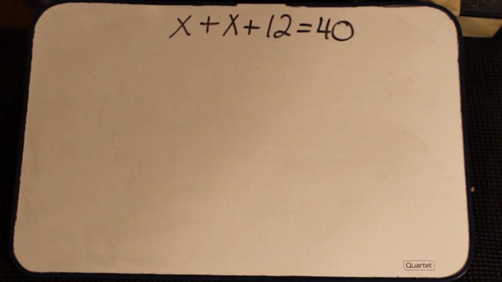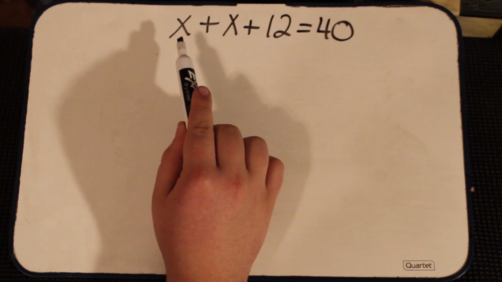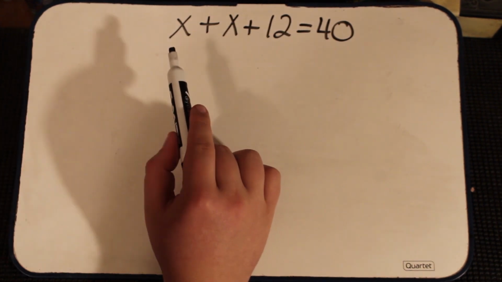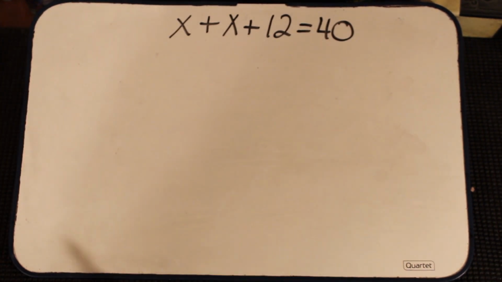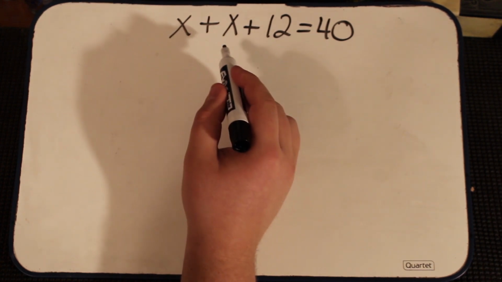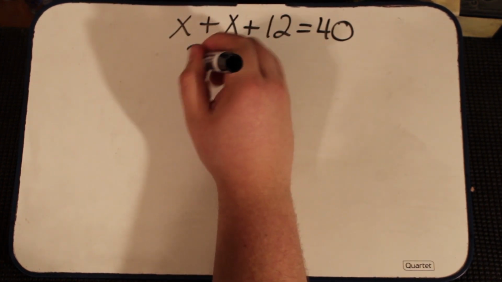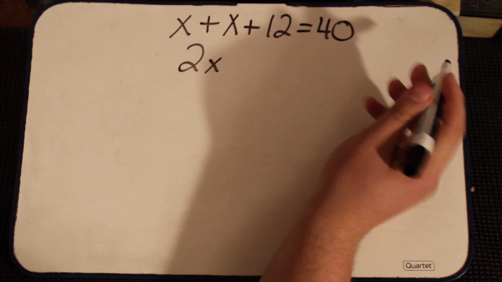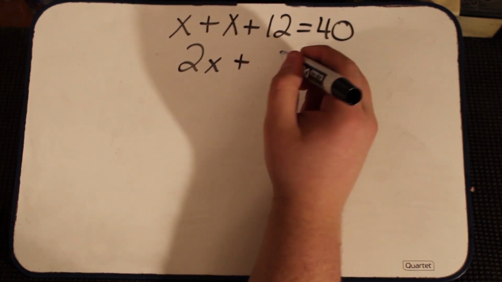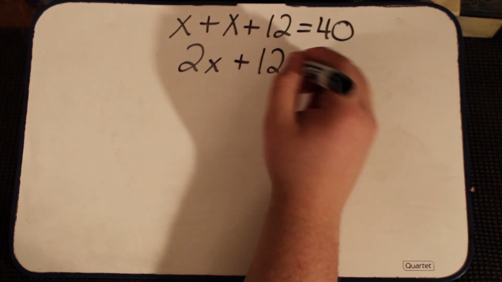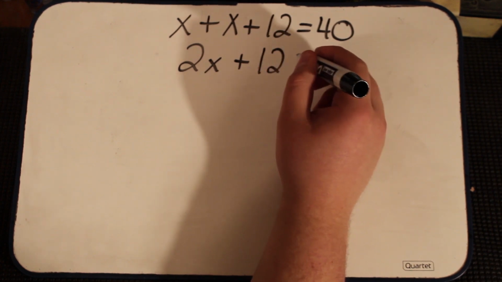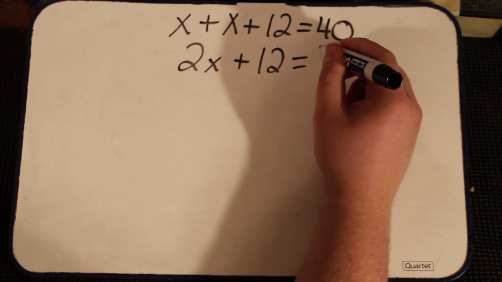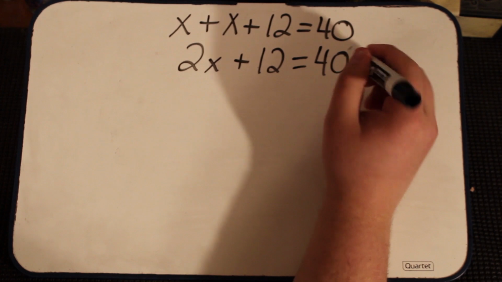Here we have the equation x plus x plus 12 equals 40. I see two like terms. I see two like variable terms. So I'm going to combine them together. When I add x and x, I get 2x. And I'm going to leave the rest of this alone. So I leave 12 here. I put my plus 12. I bring down my equal sign, and my 40.